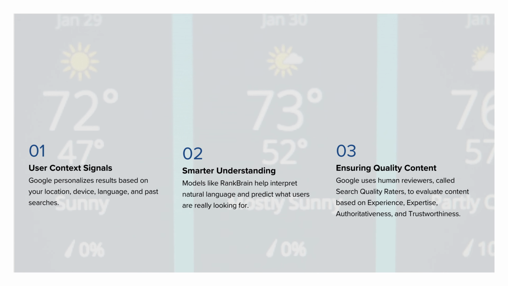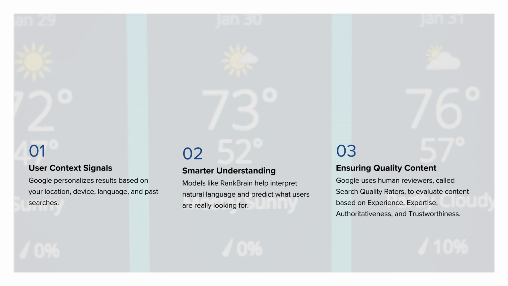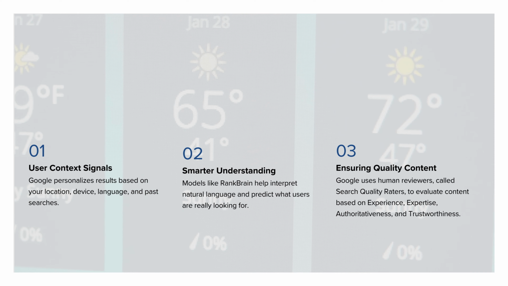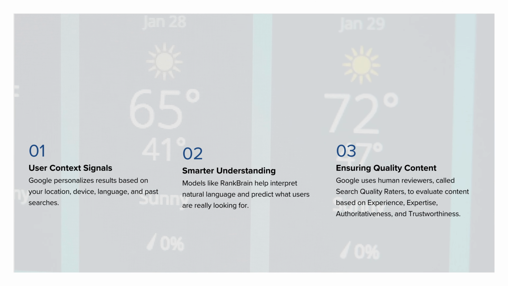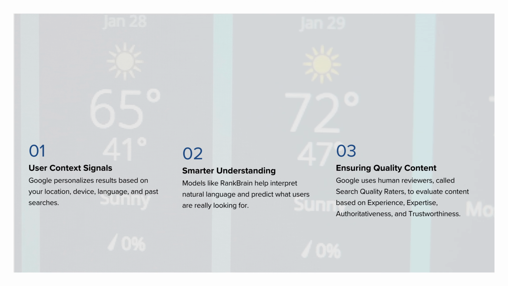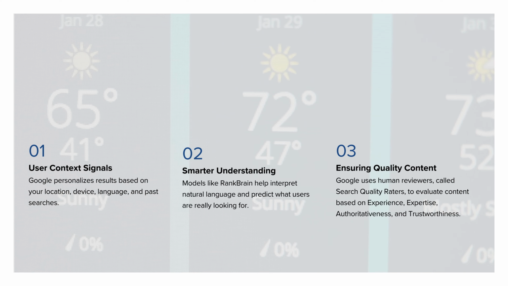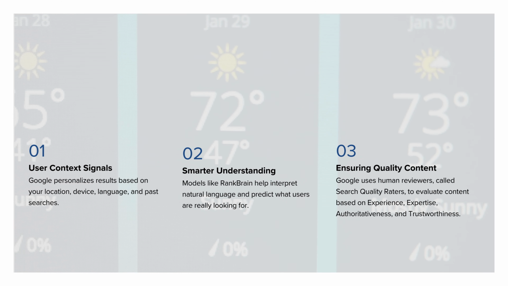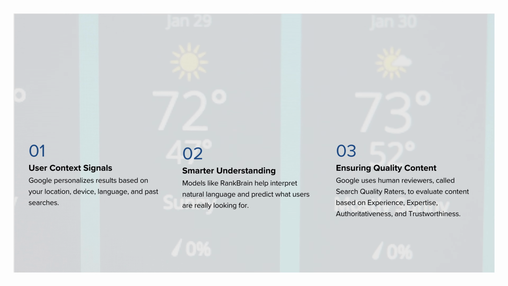Google also uses human search quality raters to evaluate results using EEAT criteria: experience, expertise, authoritativeness, and trustworthiness. Their feedback helps improve ranking systems and ensures content quality aligns with user expectations.